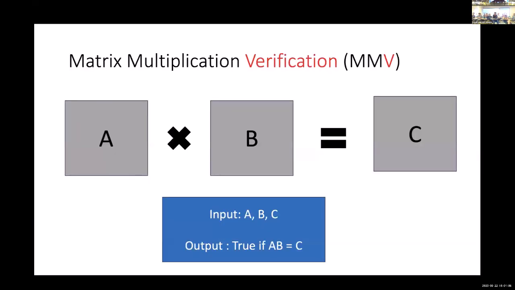Okay, so what's an easier problem? Let's look at just the verification question, which is: I give you three matrices A, B, and C, and my goal is just to verify whether C is actually the product of A times B.